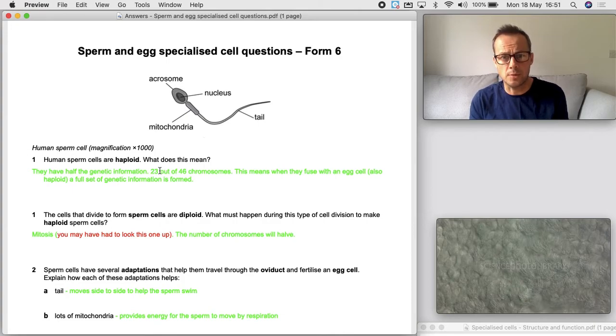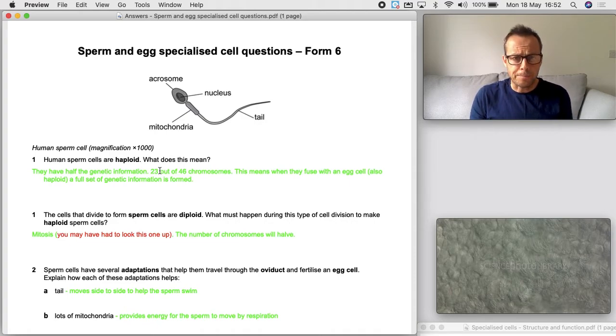In this case, it has half a set of genetic information, so rather than 46 chromosomes, it only has 23 chromosomes. That's really important because when a sperm cell fuses with an egg cell, we get two haploid cells fusing together to make a complete diploid cell, which means it's got a full set of genetic information. So half the genetic information comes from dad in the sperm, half comes from mum in the egg, and when they fuse together, there's a full set of genetic information.